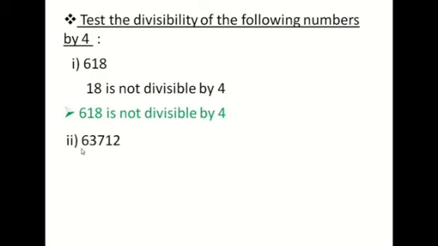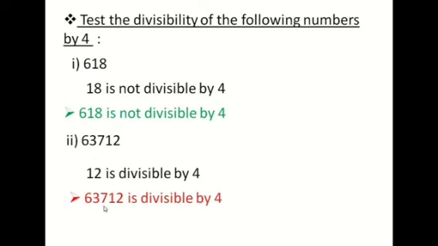Here the question is 63,712. Whatever number will be given to you, it may be 3-digit, 4-digit or 5-digit. You just check the tens and the ones place. So here it is 12. Very easily you can say that 12 is divisible by 4. So the complete number will be divisible by 4. Okay. So please write down 12 is divisible by 4. So the number 63,712 is divisible by 4.